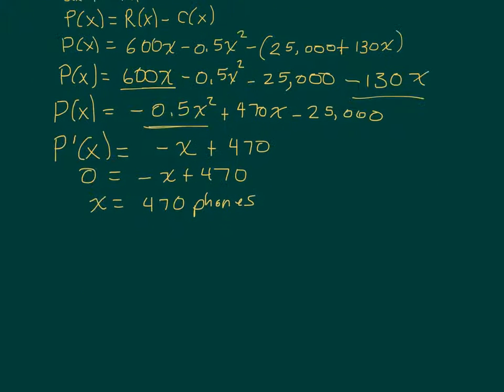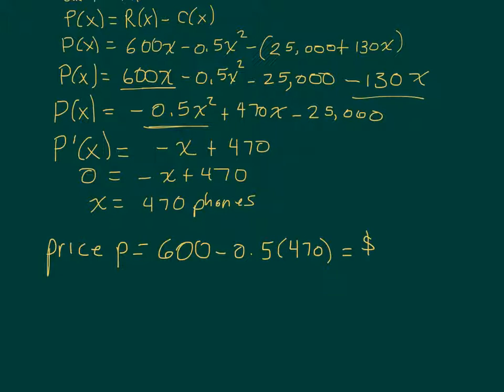So finally, again, they want the price. So I use my price equation, which would be 600 minus 0.5 times this 470. And I get $365 is what I should charge for the maximum profit.